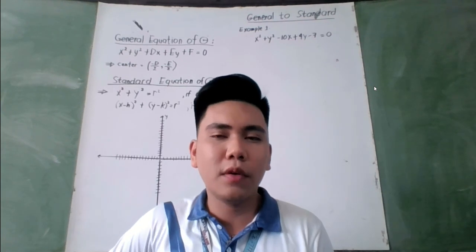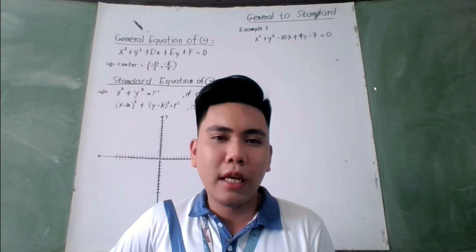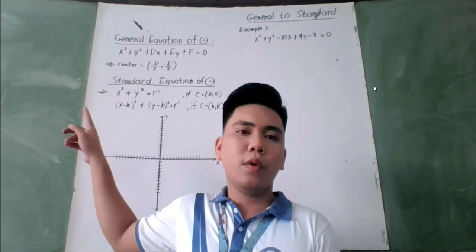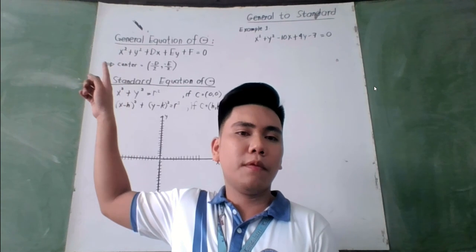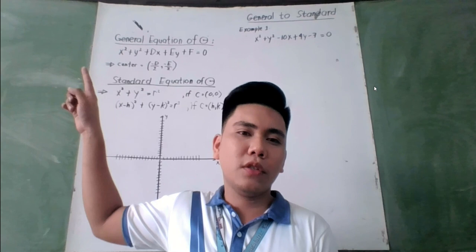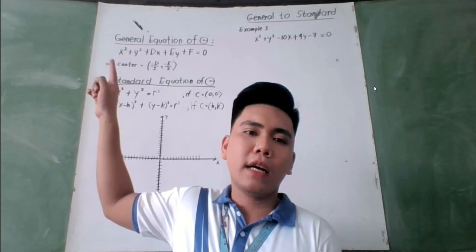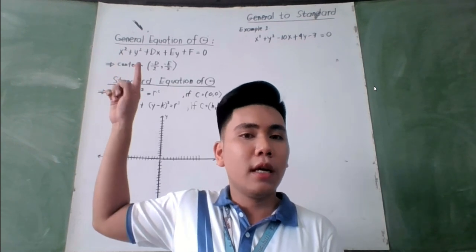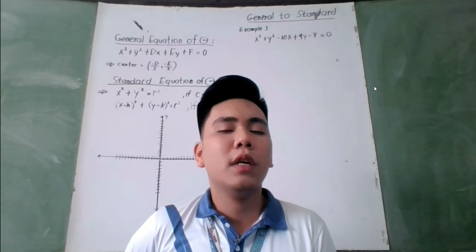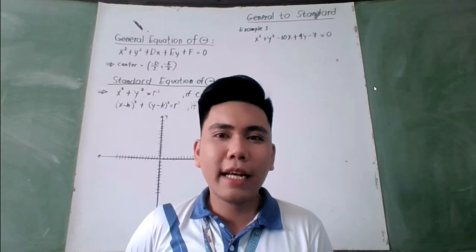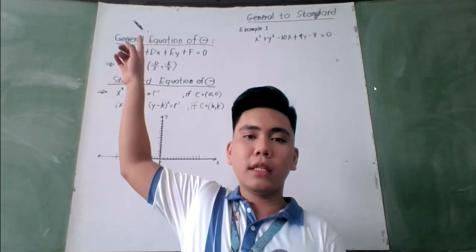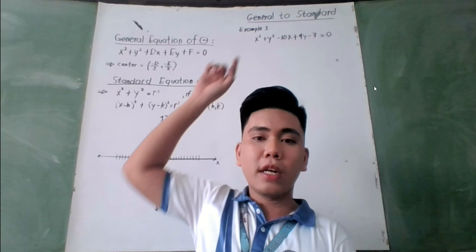This time, in this video, you'll be learning the general equation. So if we have the standard equations, these two, we also have the general equation, which is used in more calculus classes and analytic geometry. As you can see here, you can have x squared plus y squared plus dx plus ey plus f is equal to 0. Our task in this video is to transform the general equation into the standard equation.